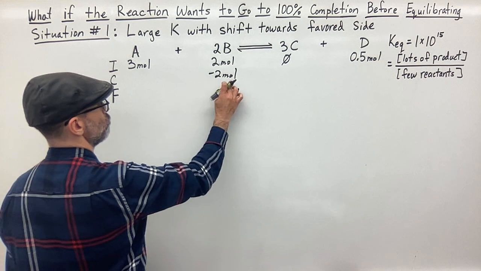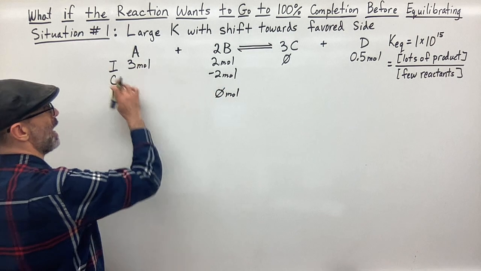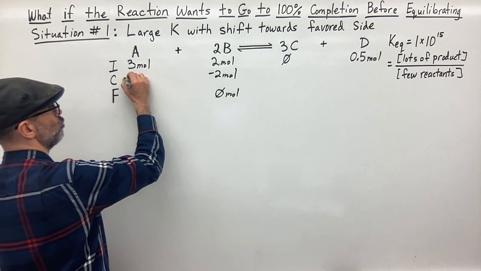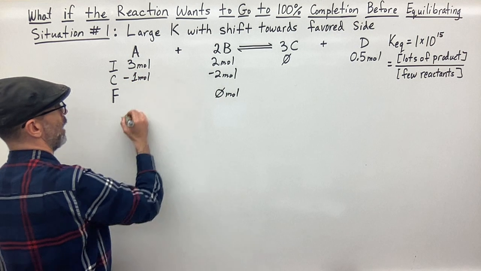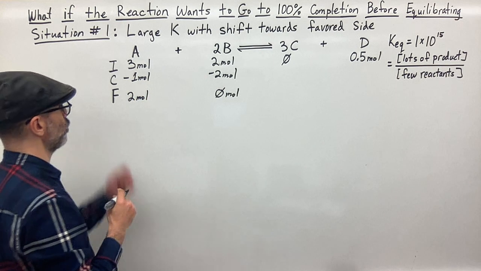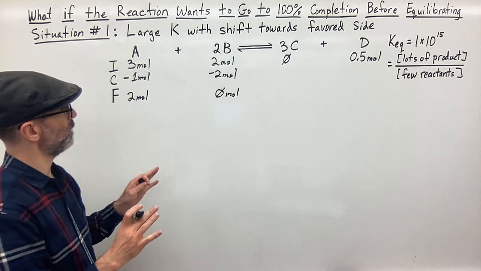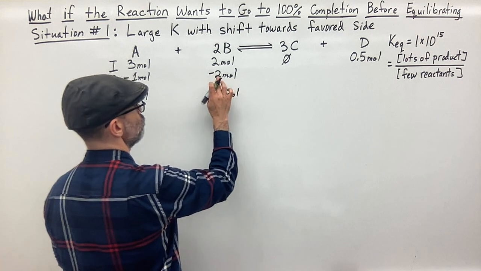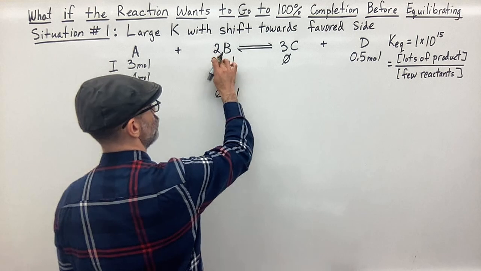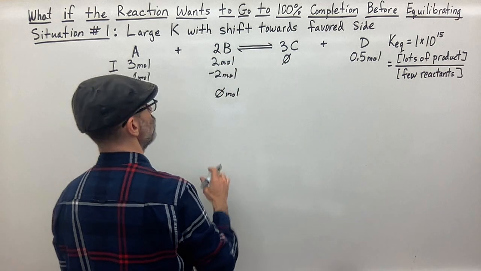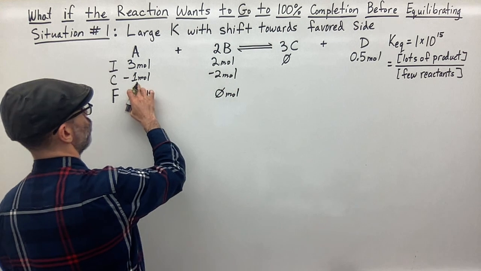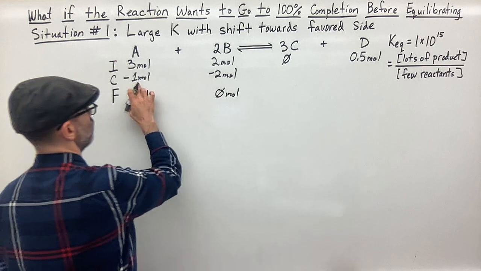Well, if I lose 2 moles of B, I lose half of that amount of A. Half of 2 is 1, so I'm going to lose 1 mole of A. So I end up with 2 moles of A left over after the reaction has been completed. Here, for B, the ratio is 2 to 3, so losing 2 moles of B, if I lose 1 mole of A, it's 1 to 3. So this is an easier way to do it.